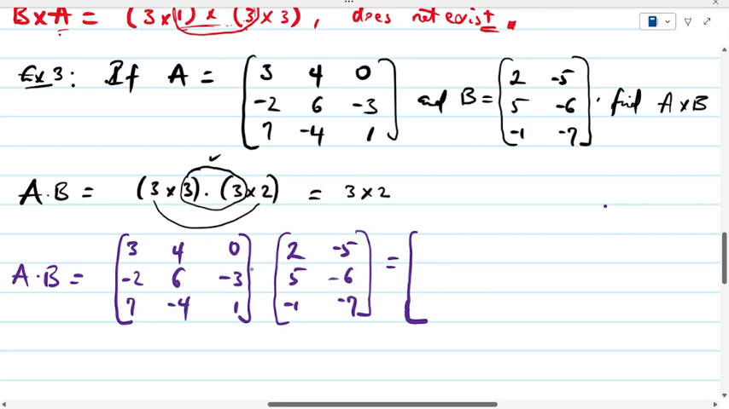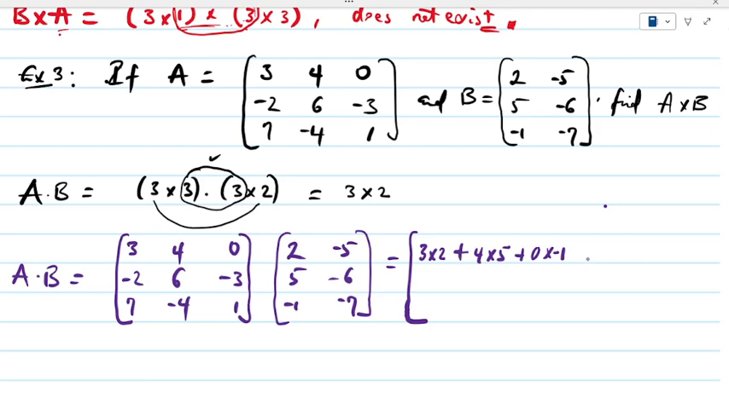So, do you say row times column? Yes, first row times first column. This is my first row, this is the first column, right? That will be 3 times 2 plus 4 times 5 plus 0 times minus 1. Is that taken? Okay.